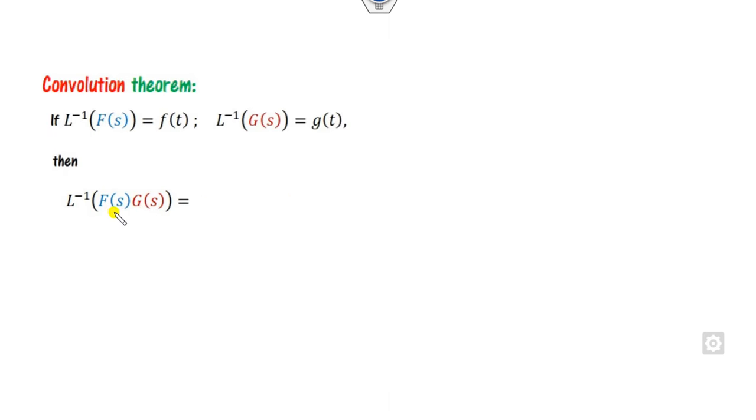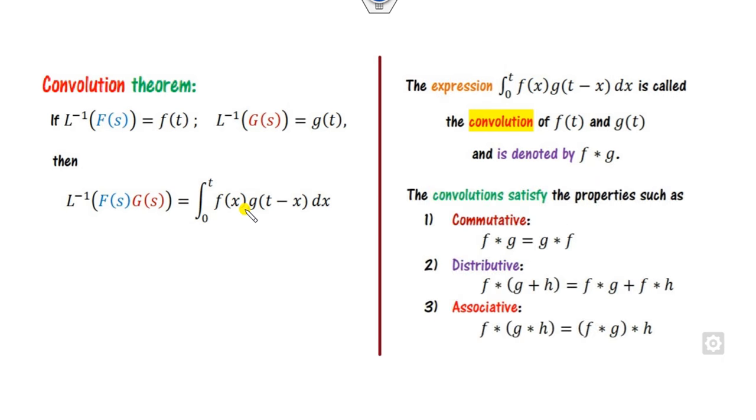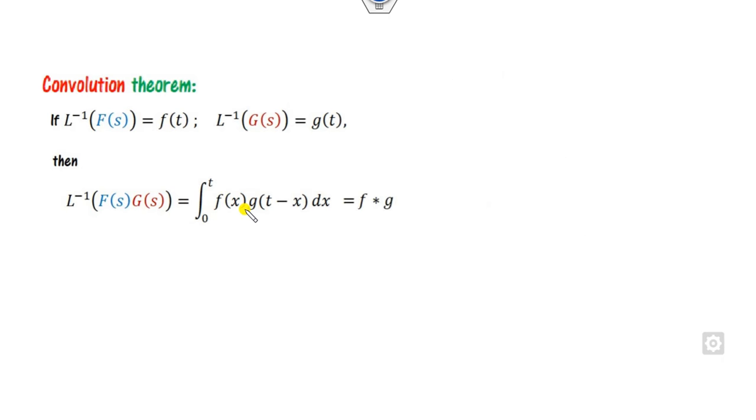First I find the Laplace inverse of the first part and the Laplace inverse of the second part. I call the first one f and the second one g. Then you can write this term as an integration, and this integration is called the convolution result, and it is denoted by f star g. Remember, it is not a multiply sign, it is f star g. That means this component I can write as f star g, and this f star g will satisfy these three properties.